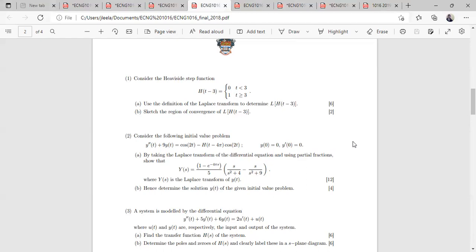You understand? So you have your Heaviside step function here. Use the definition of the Laplace to determine the Laplace of h at t minus 3. Right? So when they say use the definition of the Laplace, what you're doing is this here: the integral from 0 to infinity of e to the minus st by h at t minus 3.